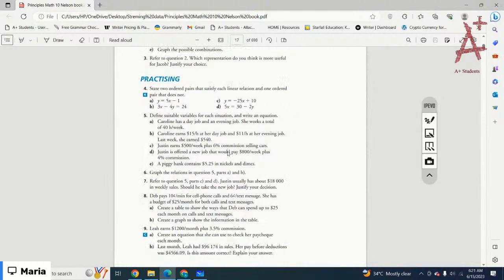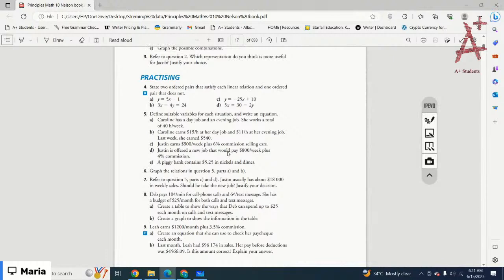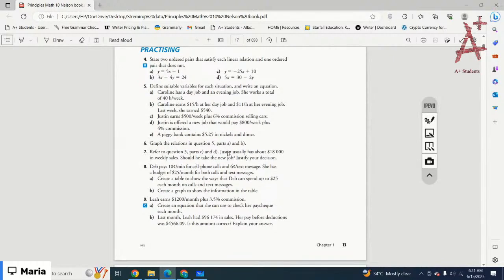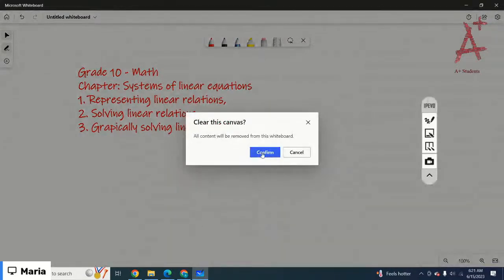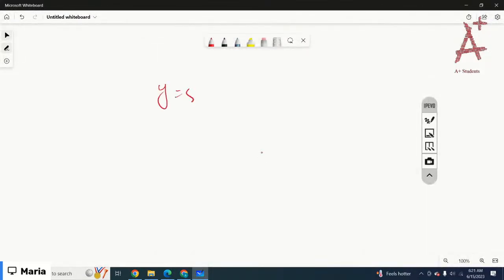Let's look at question number 4. State two ordered pairs that satisfy each linear relation and one ordered pair that does not. So you have to choose two ordered pairs that satisfy the relation. Let's start with the first one. The equation is y equals 5x minus 1. You select any value of x and calculate the value of y.